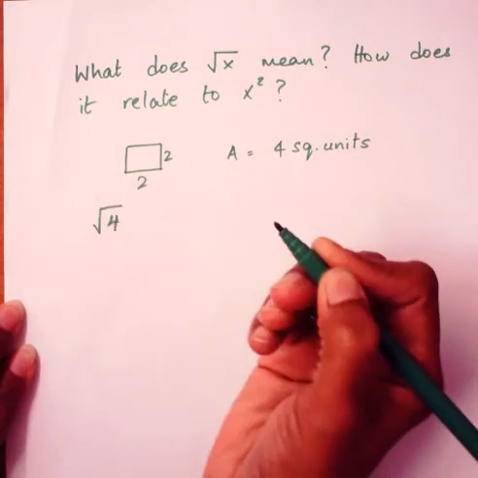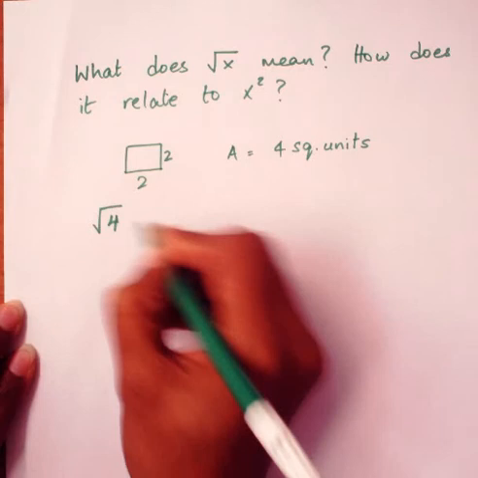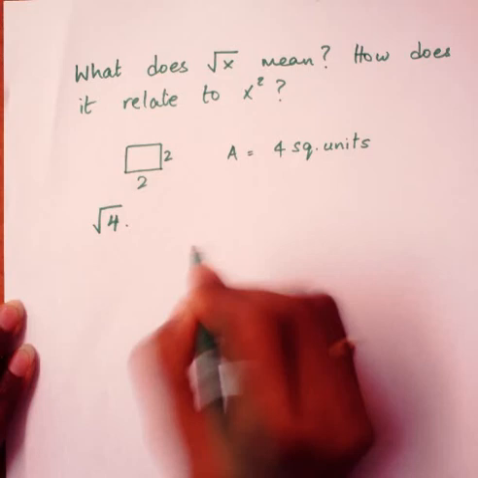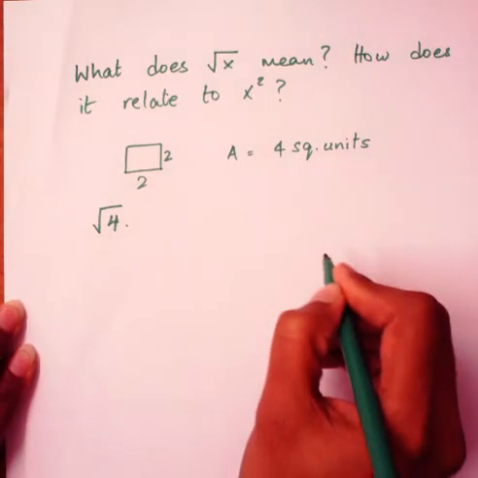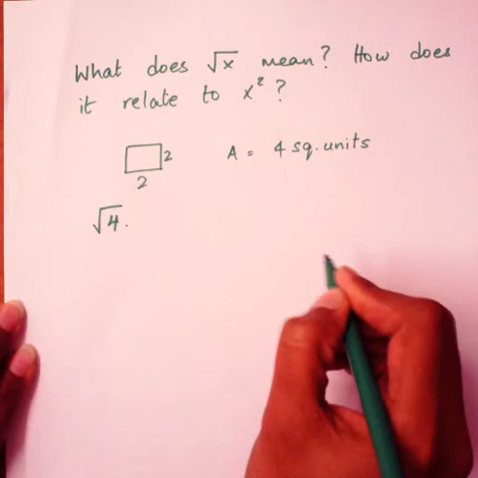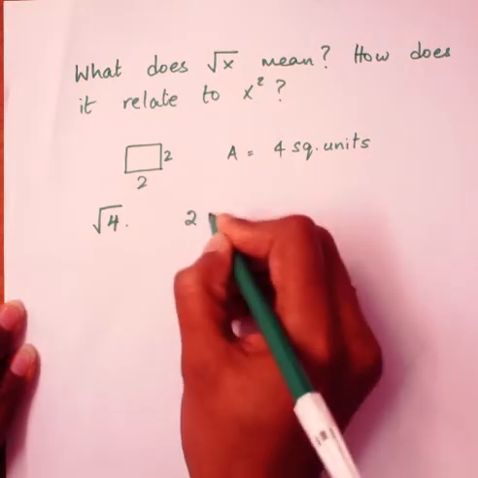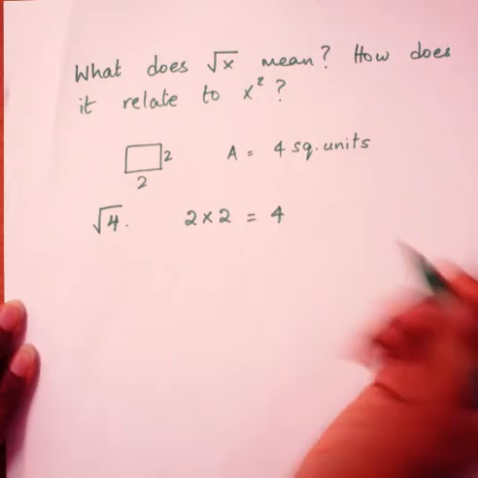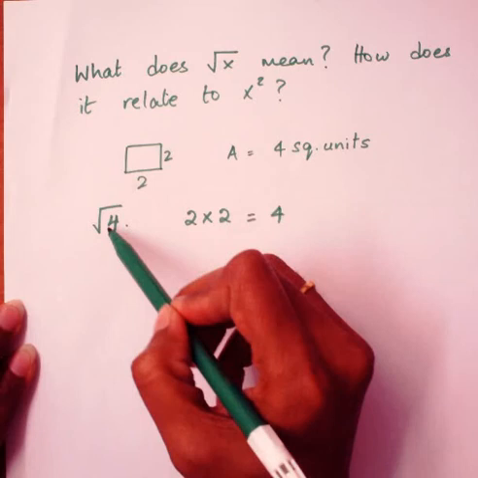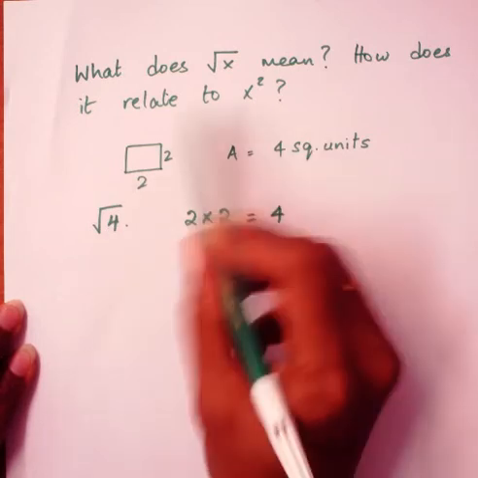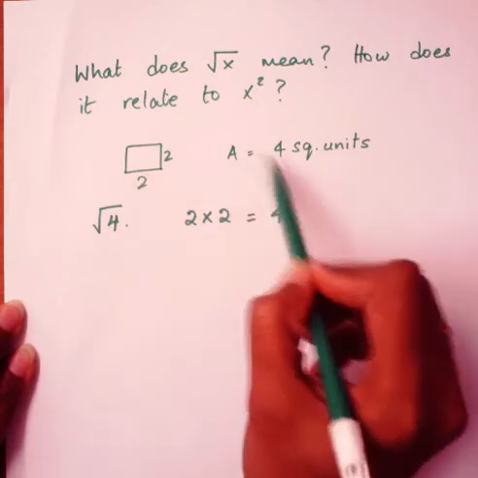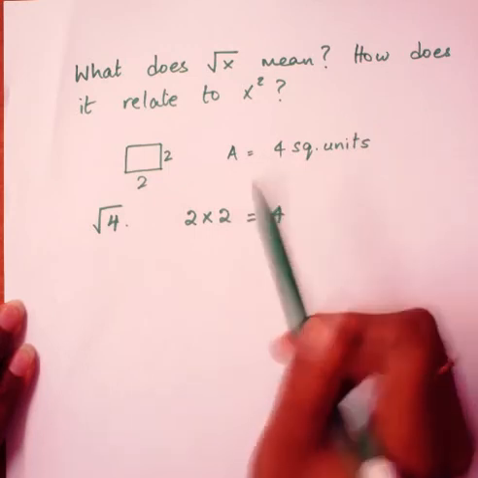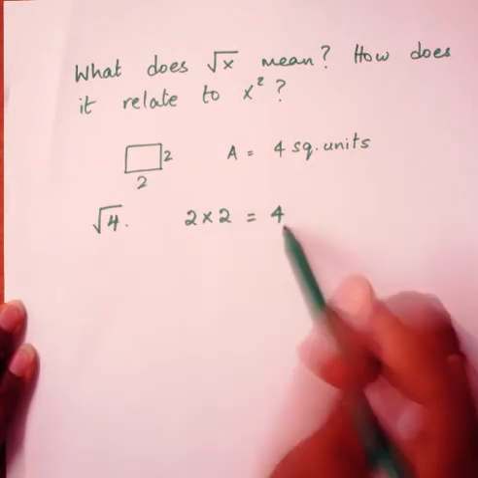How do you find the square root of 4? To find the square root of 4, we have to find a number which when multiplied by itself will give you 4. If you think about it, go back to your multiplication tables, we all know 2 times the same number gives us 4, right? So we can say that if the area is given to be 4 square units, we can find out the length of each side by taking the square root of 4, which means we will find a number which when multiplied by itself will give you 4, which is 2.